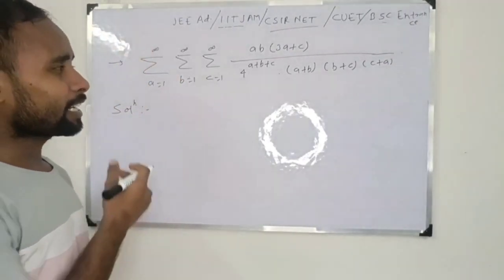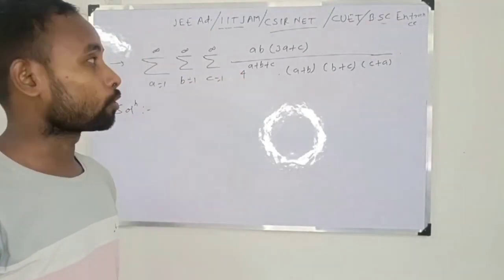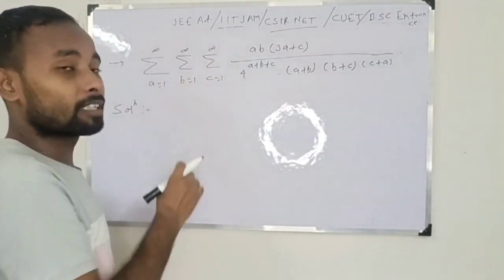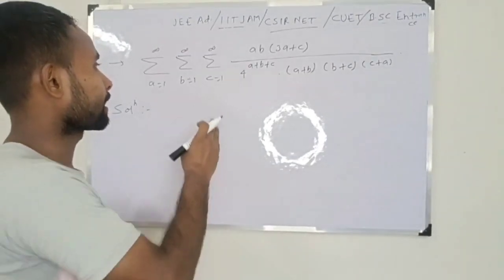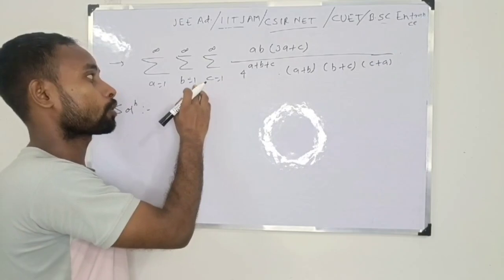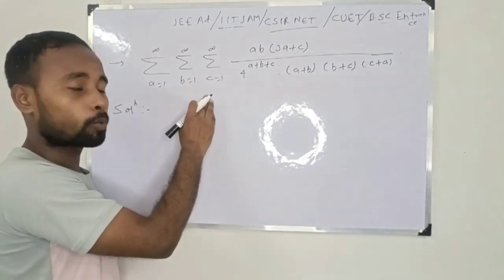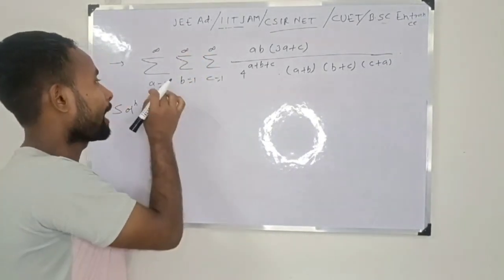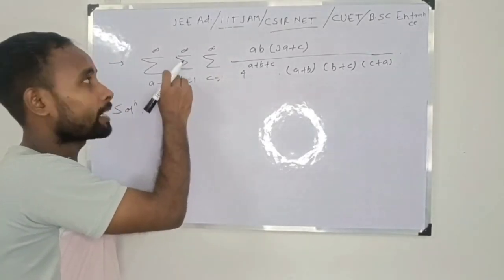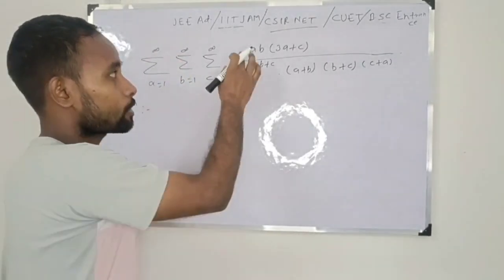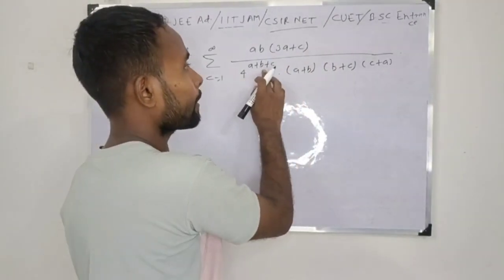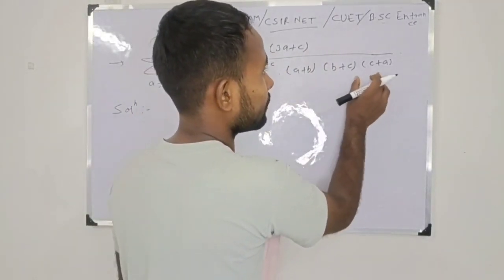Now, first of all, I am trying to see how this expression looks. There are three sigmas: in the first sigma, the lower limit is 1 and the upper limit is infinity, a equals 1; in the second sigma, b equals 1 with upper limit infinity; and in the third sigma, again the lower limit is 1 and the upper limit is infinity, and the expression is ab into 3a plus c, divided by 4 to the power a plus b plus c into (a plus b)(b plus c)(c plus a).